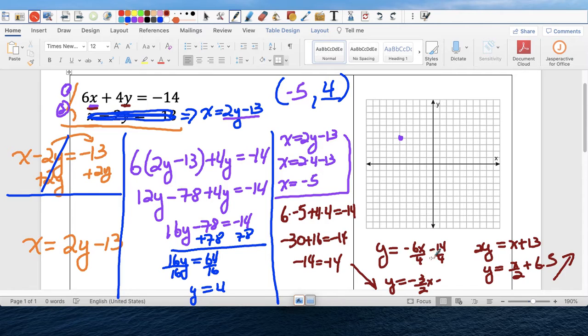So 3.5, 1, 2, 3.5. So here's my y-intercept. So we're going to go 3 up, to the right 1, 2, 3. Here's another point, so I can connect.